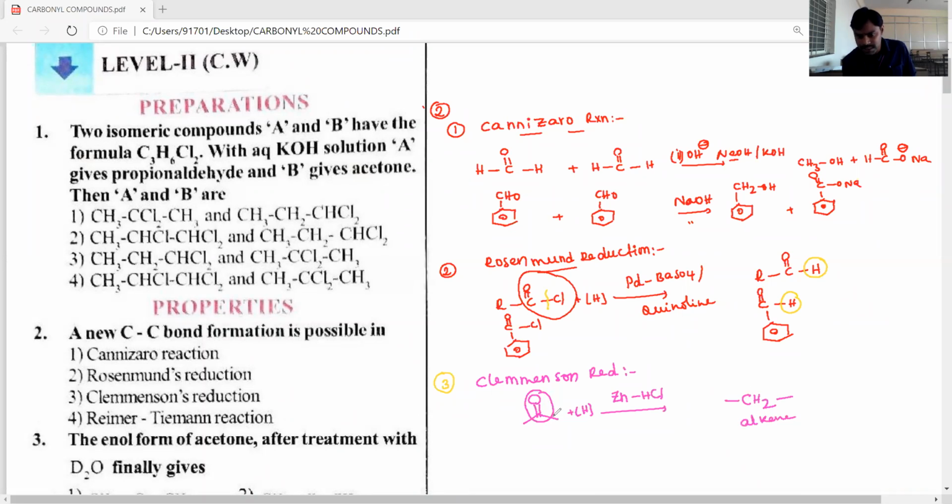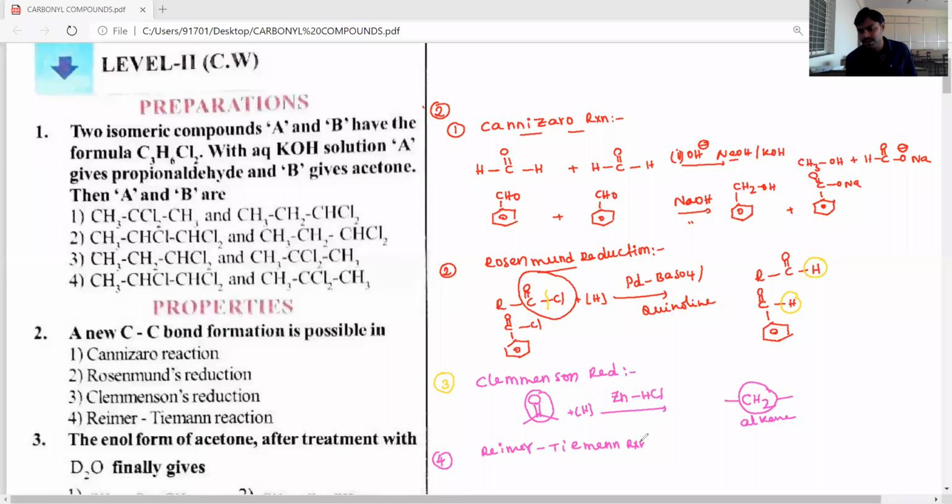Here also the C=O group is converted into CH2, but there is no new carbon-carbon bond formation. Now the fourth option is your answer, that is the Reimer-Tiemann reaction. Yesterday we already discussed this Reimer-Tiemann reaction in alcohols, phenols and ethers, in the chemical properties of phenol.